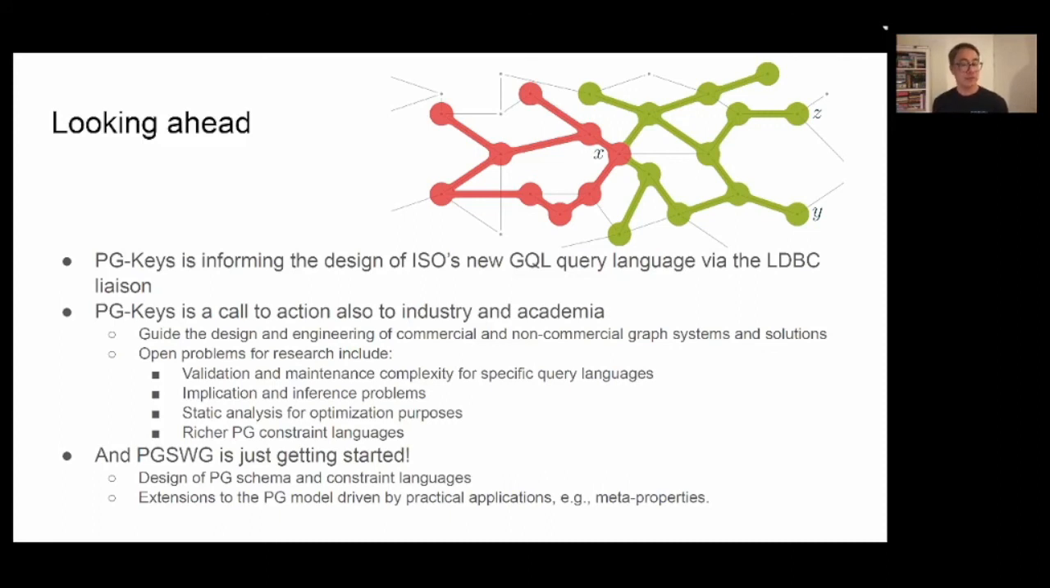And the property graph schema working group is just getting started. So we're really right in the thick of the design of a schema language itself and other constraint languages and extensions to the property graph model itself driven by practical applications. So for example, meta properties.